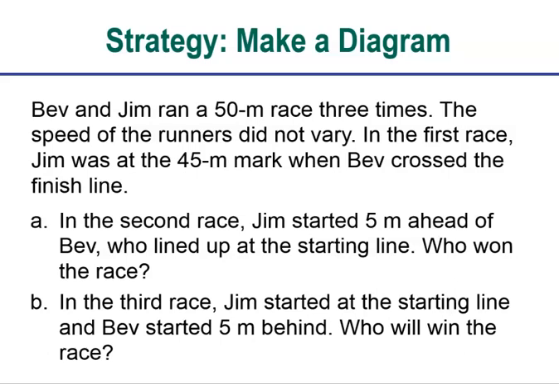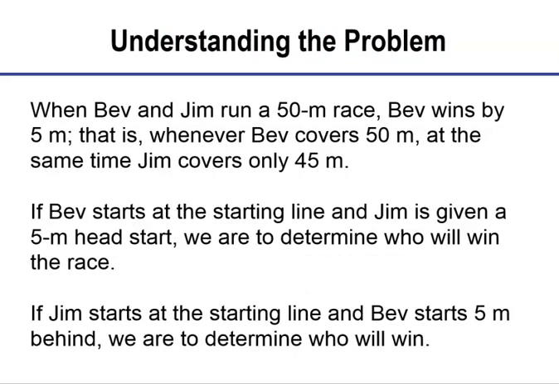So an interesting setup. We want to make sure we understand the problem, and I think you probably do, but let's look at it. It says when Bev and Jim run a 50-meter race, Bev wins by 5 meters, right? Because she was at the finish line and Jim was at the 45-meter mark. So whenever Bev covers 50 meters, Jim covers 45. That's very important. Bev covers 50 meters, Jim covers 45 meters. Now if Bev starts at the starting line and Jim is given a 5-meter head start, we are to determine who will win the race. Now let's just think about this.